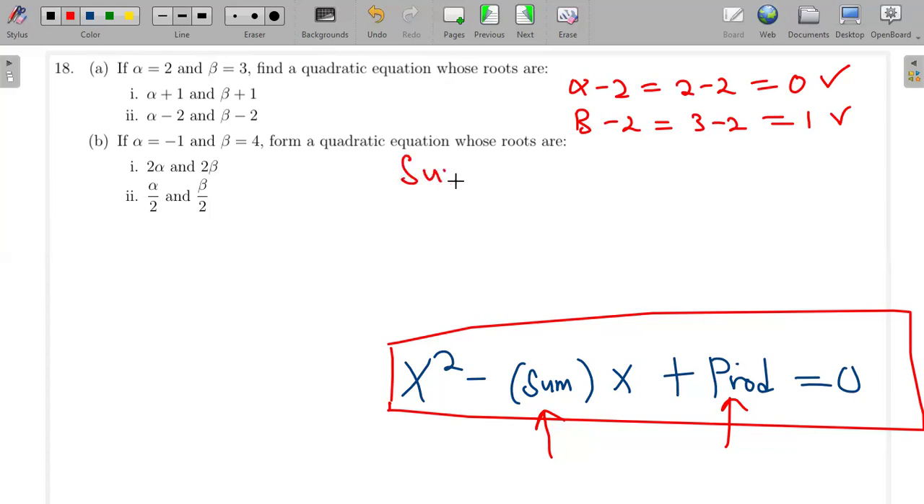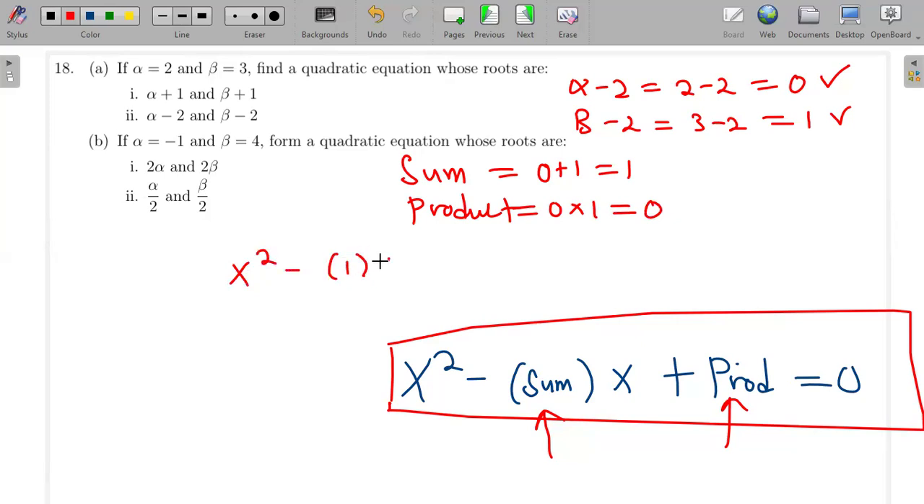So what is the sum? The sum is going to be 0 plus 1, which will just be 1. Then the product of those will be equal to 0 multiplied by 1, which will just be 0. So the new equation will be x squared minus the sum, which is 1, times x, and then plus the product, which is 0, is equal to 0. So this reduces to x squared minus x is equal to 0. Okay, so that's the new quadratic equation.